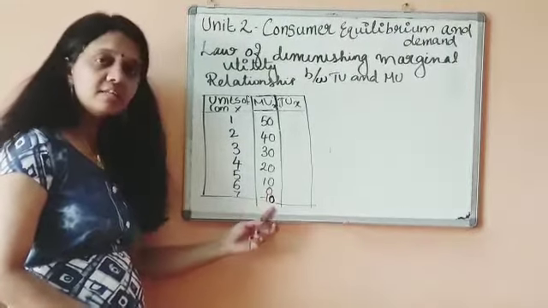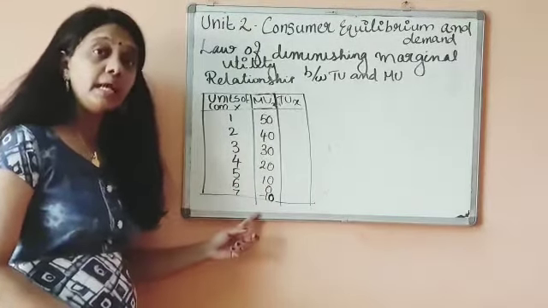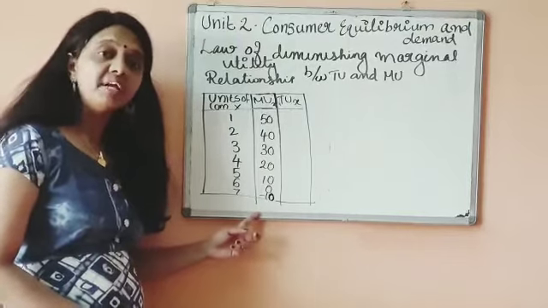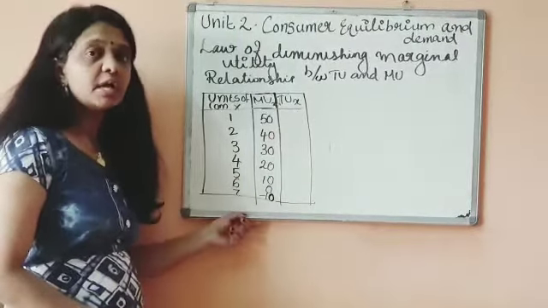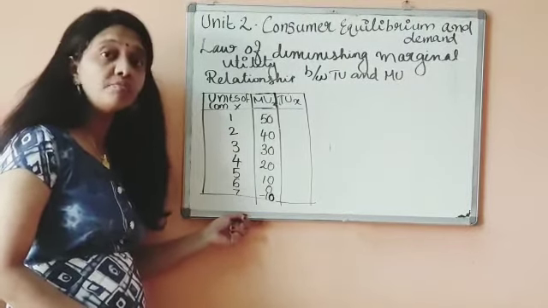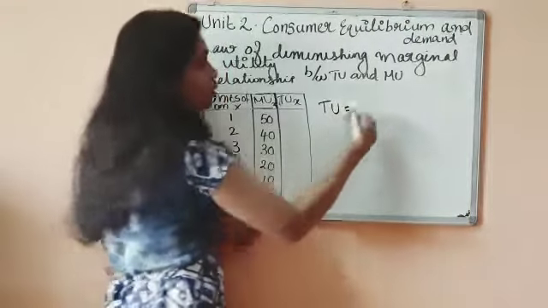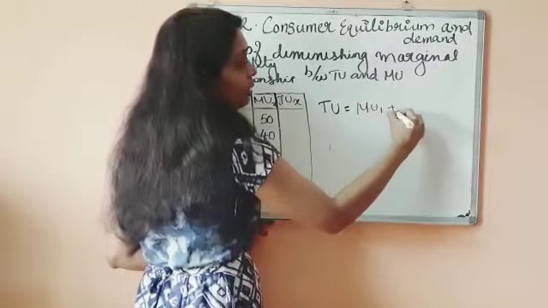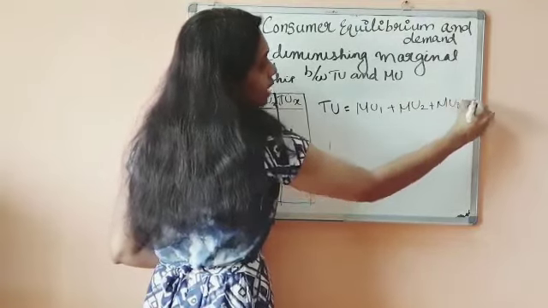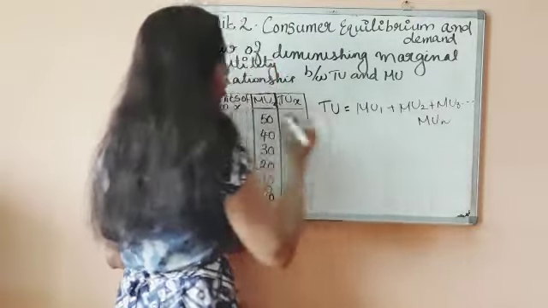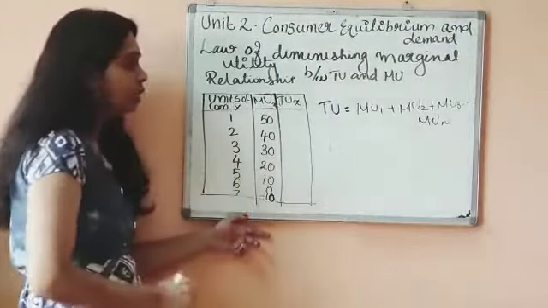You have to learn this schedule by heart. Actually, if you learn only MUx by heart, you will automatically be able to write TUx. I will tell you how. I already told the equation of total utility. Total utility is equal to MU1 plus MU2 plus MU3 till MUn. So from marginal utility, I am going to find out total utility.